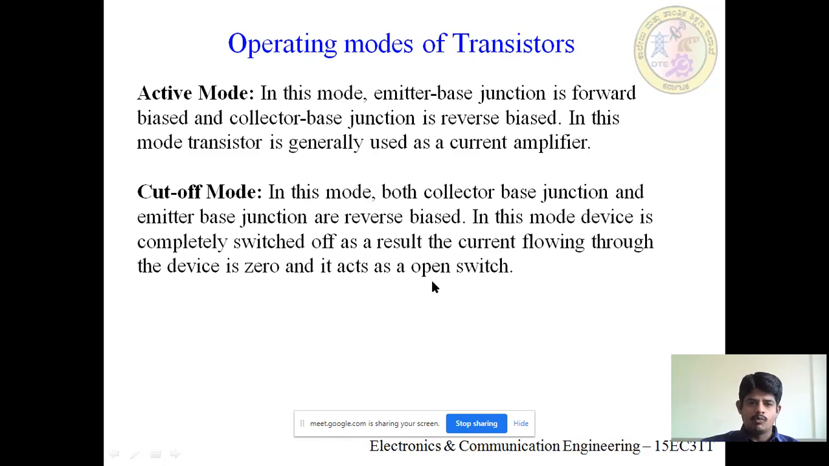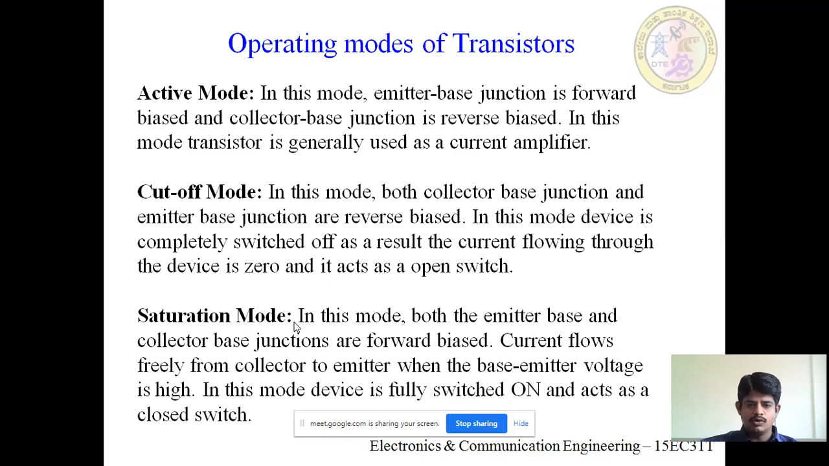Similarly, we have one more mode called saturation mode. In this, we can use the transistor as an on switch or a closed switch. In this mode, we have to keep the emitter base and collector base junctions both in forward bias. If we keep both in reverse bias, then it becomes cutoff mode and acts as an open switch. If you keep both in forward bias, then it acts as a closed switch, that is called saturation mode. So these are the three modes of operation of a transistor.